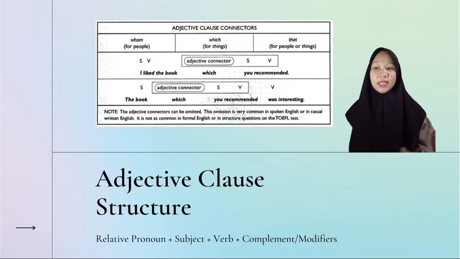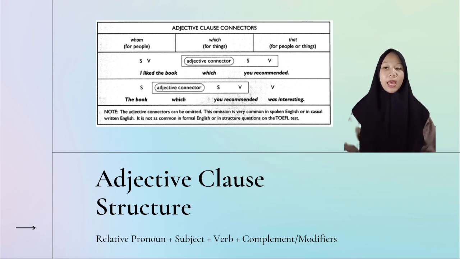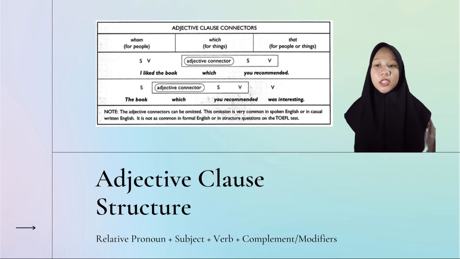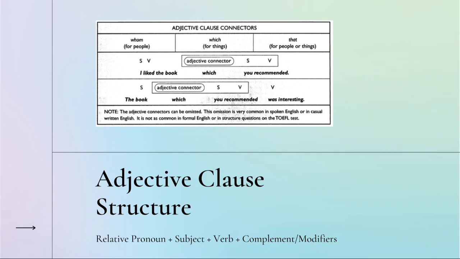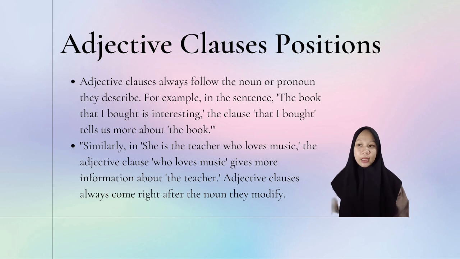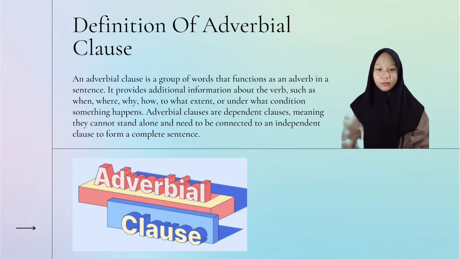Okay, the adjective clause structure is a relative pronoun plus subject plus verb plus complement or modifiers. The relative pronoun is the word that introduces the adjective clause and relates it to a noun or pronoun in the main clause. Next is the position of adjective clauses. Adjective clauses follow the noun or pronoun they describe. You can see the example in the visual.